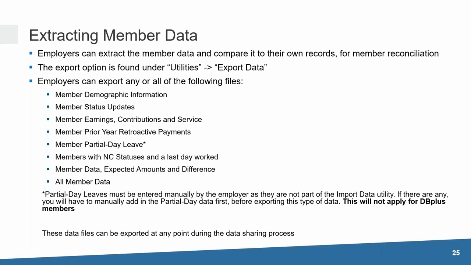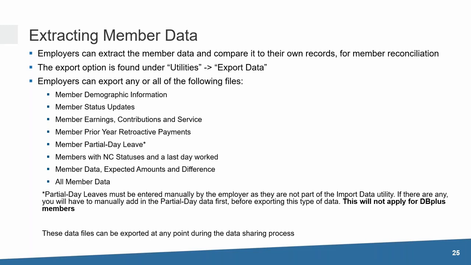Member Earnings, Contributions, and Service file. For any status updates reported in the year, this file contains their earnings, contributions, and service as of the effective status date. The exports for member prior year retroactive payments, member partial day leave, and members with NC statuses and a last day worked will only have data after the data records have been manually updated by you. CAT does not collect this type of member data during the year, so it will not be reflected in the DCT until you enter it.